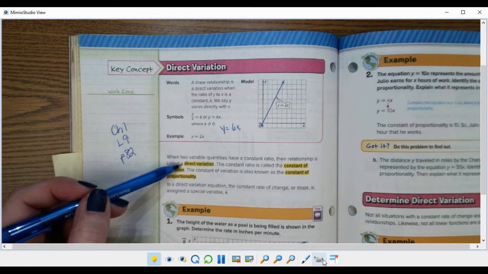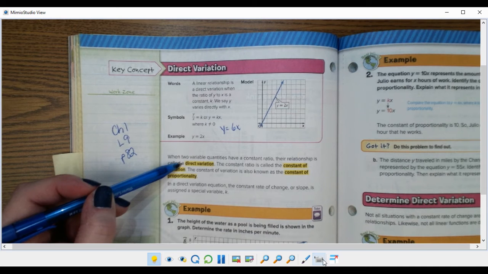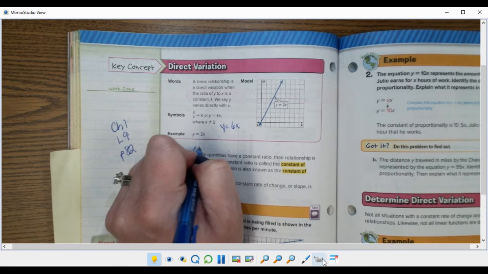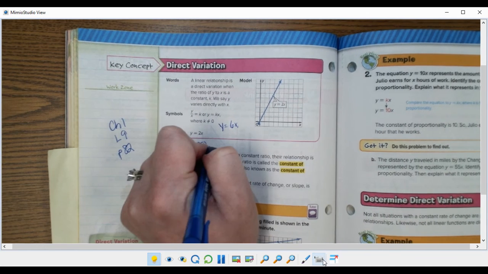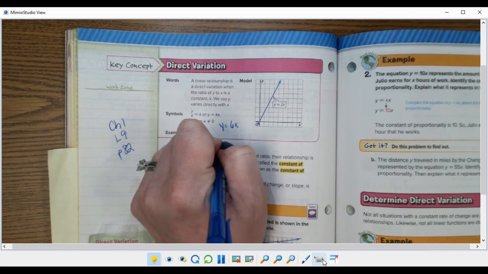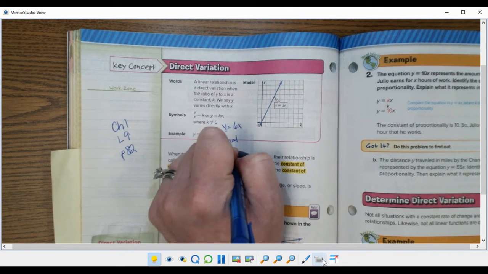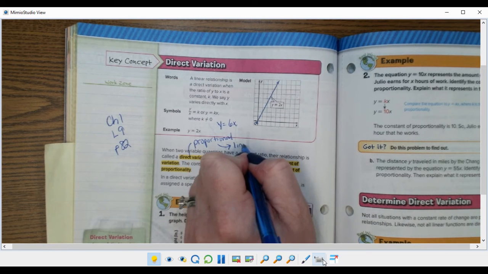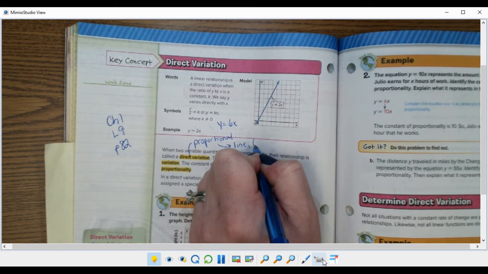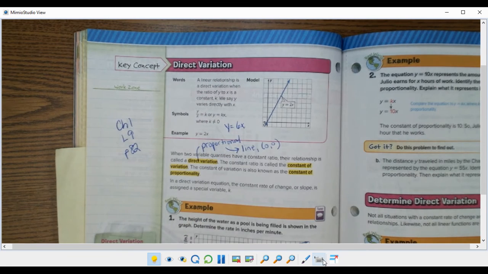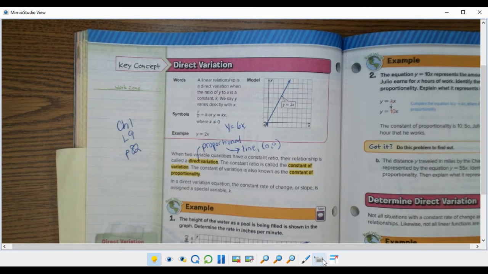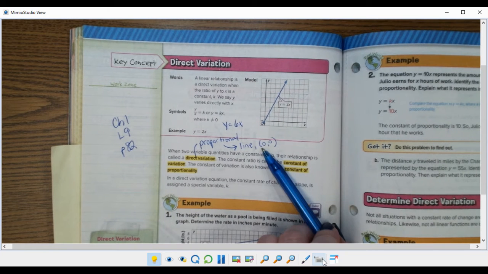Now, they talk about something called direct variation. Direct variation requires proportionality, proportional, which means it must be a line, and it must go through 0, 0. Okay, to have direct variation, as one direction changes, the other direction changes the same each time. Up, over, up, over, up, over. That's proportional and direct variation if it goes through 0, 0.